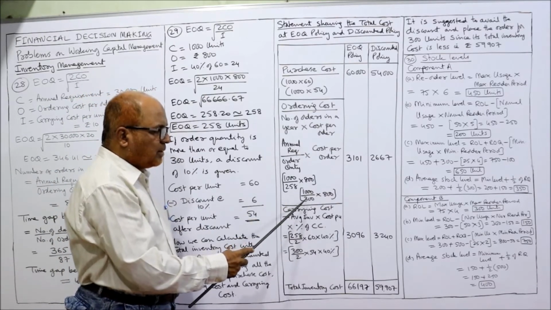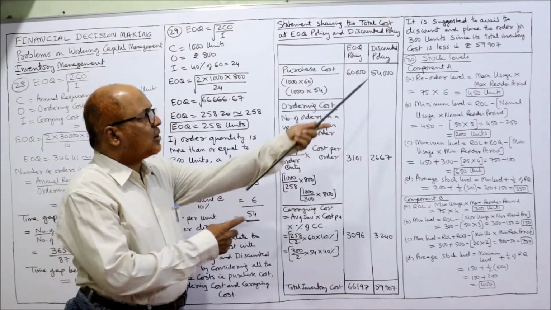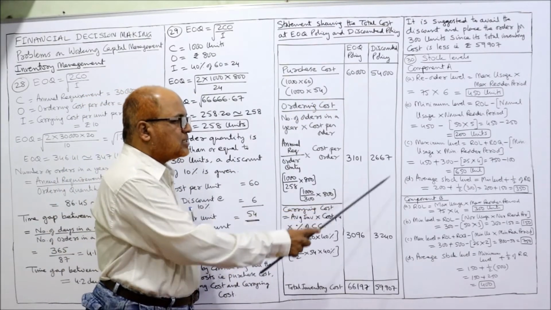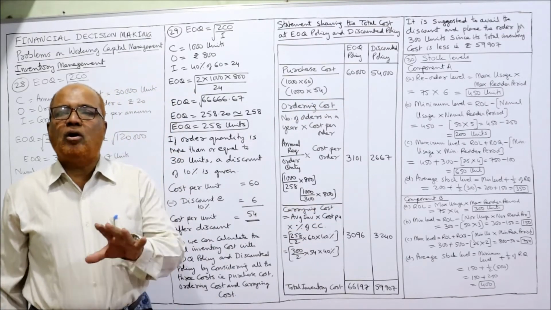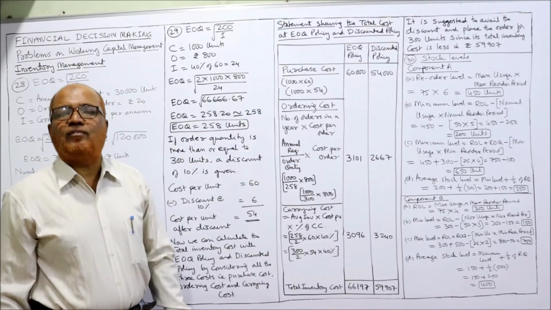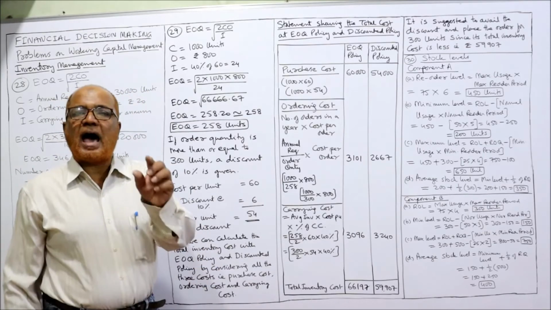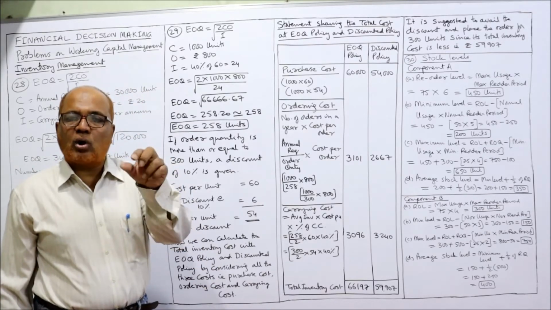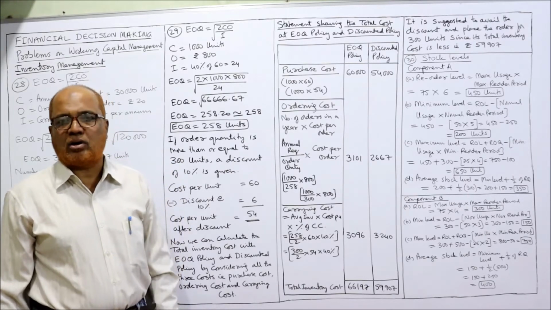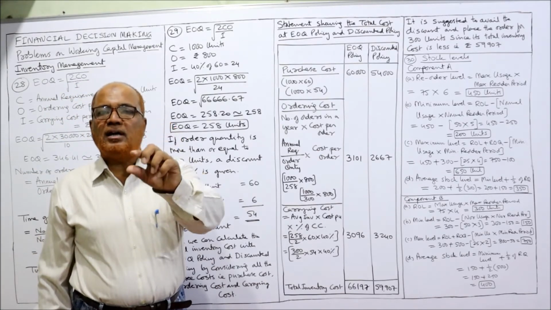Similarly 1000 divided by 300. Ordering quantity is 300 units at discounted policy. So 1000 by 300 into 800, 2667. So we got the purchase cost, we got the ordering cost. Lastly, we have to find out the carrying cost. The formula for carrying cost is average inventory into cost per unit into percentage of carrying cost. So average inventory means ordering quantity divided by 2.